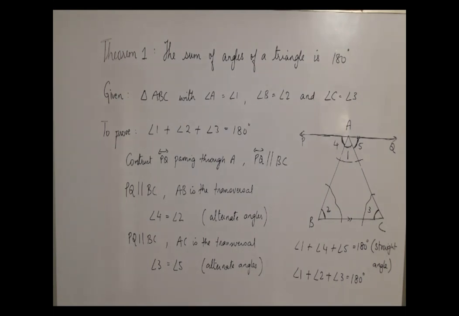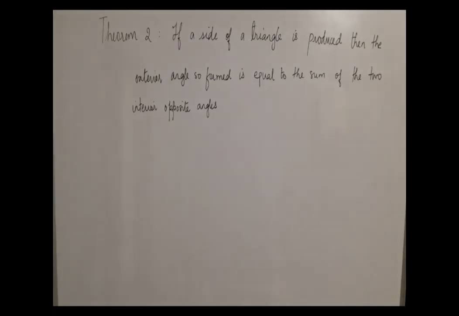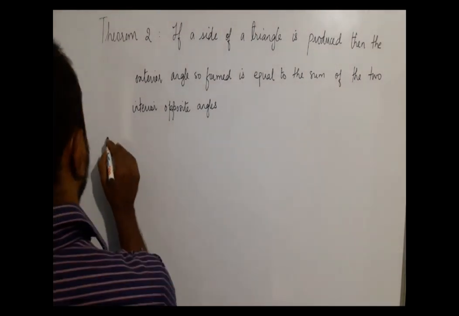Now we move to theorem 2, which is about the exterior angle. Okay, now let us look at theorem number 2. If a side of a triangle is produced, then the exterior angle so formed is equal to the sum of two interior opposite angles. So let us see what is first given to us.